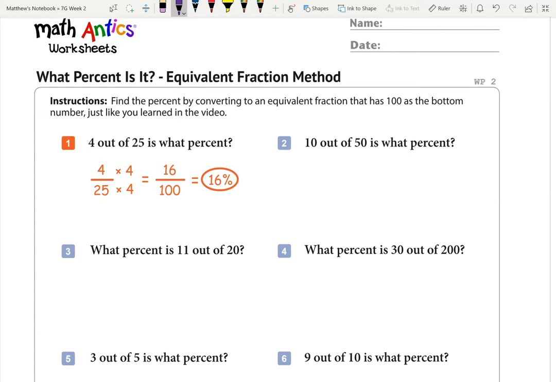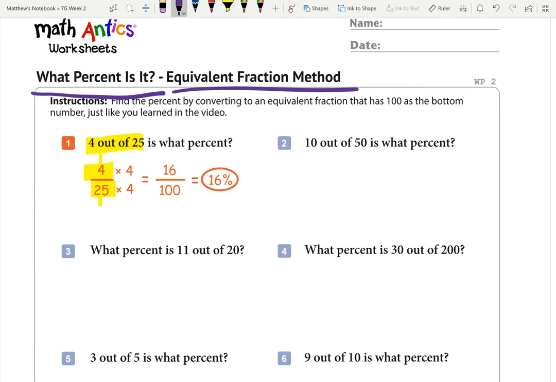All right, everybody, so here's our first worksheet. Let's go ahead and get started here. It says, what percent is it, equivalent fraction method? So it gives us an example of how to complete that first problem. Right here we see 4 out of 25, and so that's going to be my fraction. And then it says, is what percent?